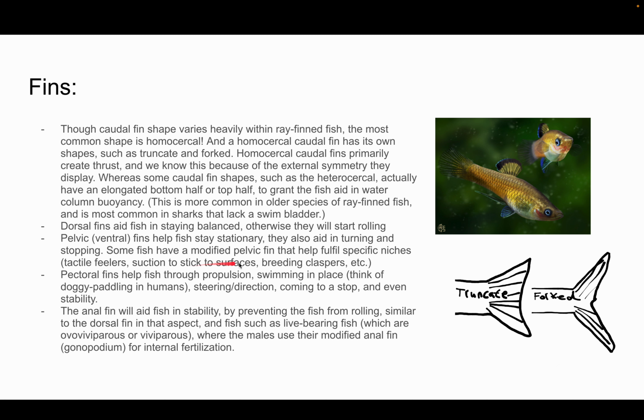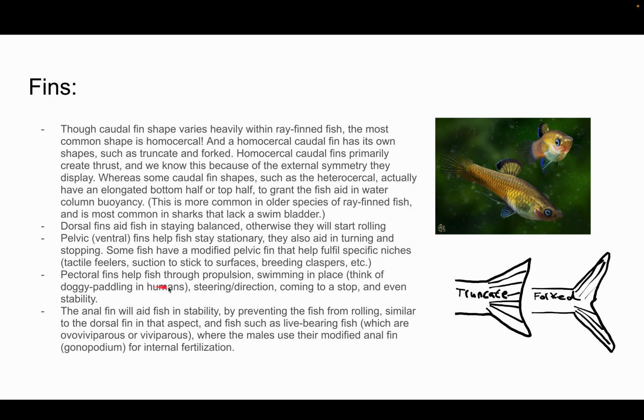Some fish have a modified pelvic fin that helps fulfill specific niches, such as tactile feelers. Some gouramis have that. Suction to stick to surfaces. Gobies will have that. Breeding claspers. Some cichlids and other fish will also have that.